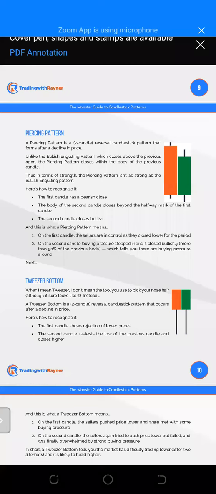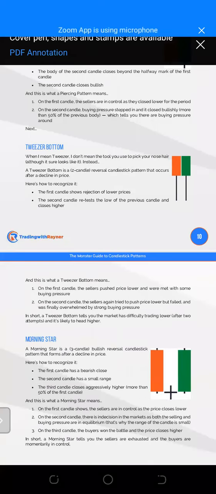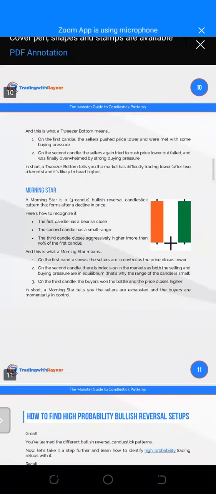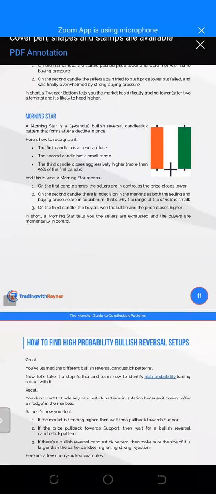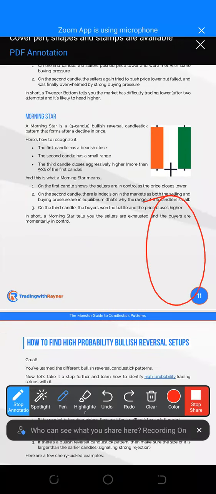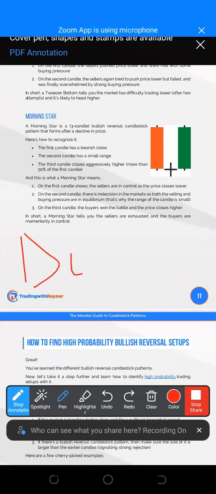Followed by tweezer bottom, where you have double hammer. The first one is red, the second one is green. That's tweezer. Then the third one, which is morning star. When you see morning star like this, the first candle is bearish, which is red, followed by a plus sign. This plus sign has a name. That is what I referred to as doji the other time.